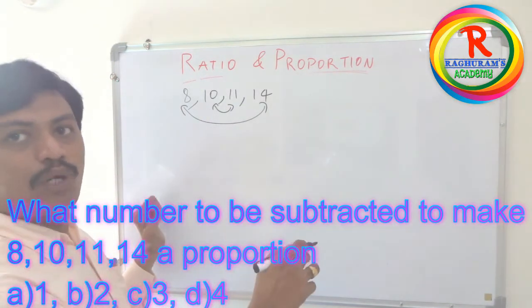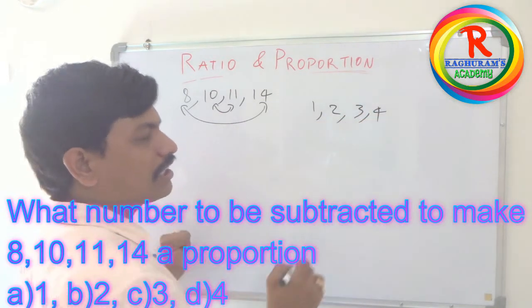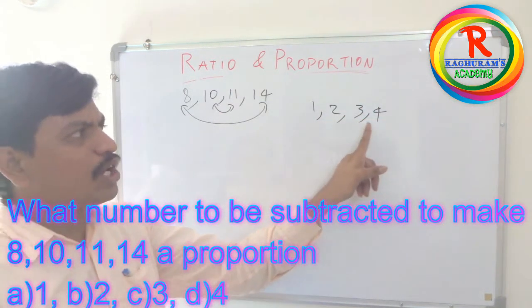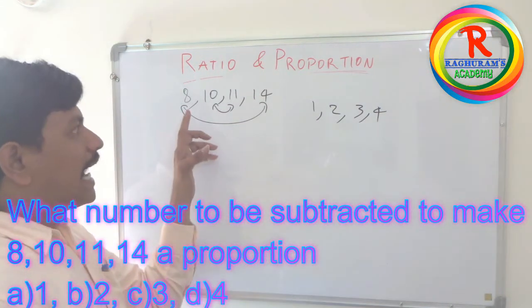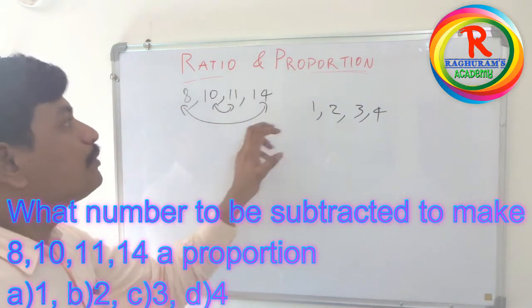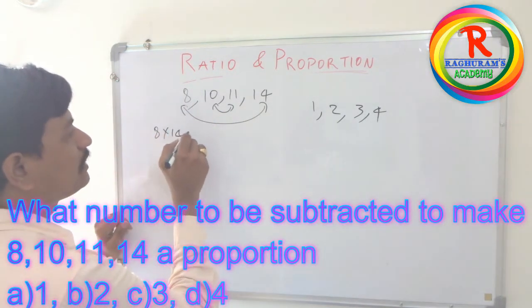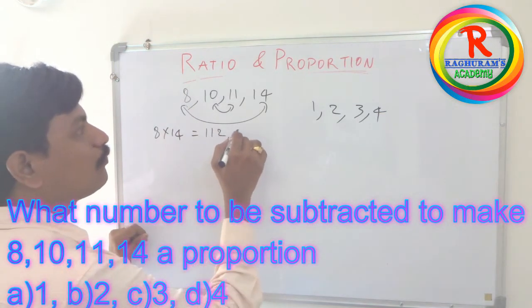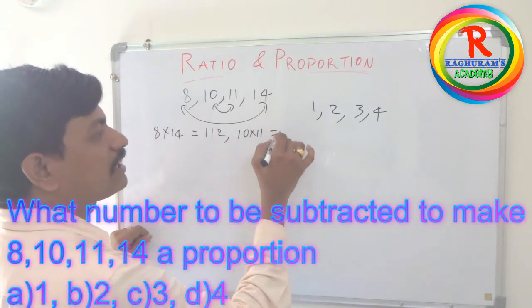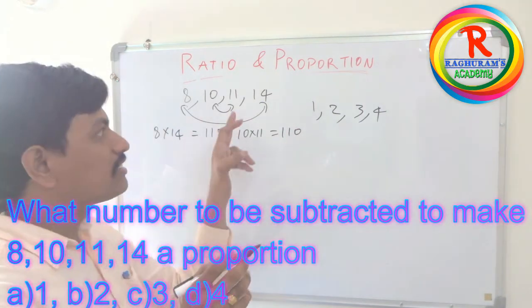So what are the options? 1, 2, 3, 4. Here also we have to check each and every option: A, B, C, D, options 1, 2, 3, 4. Actually this is not in proportion, because 8 into 14 is 112, whereas 10 into 11 is 110. So 112 is not equal to 110. This is not in proportion.